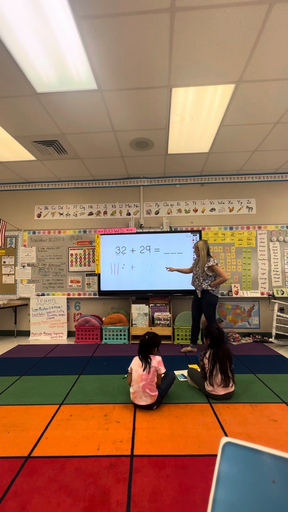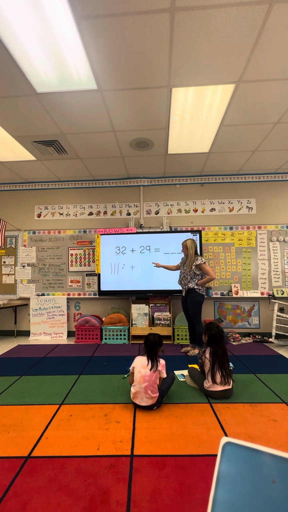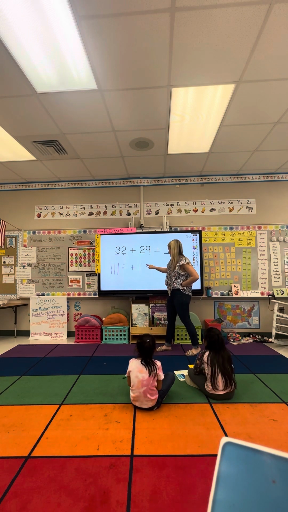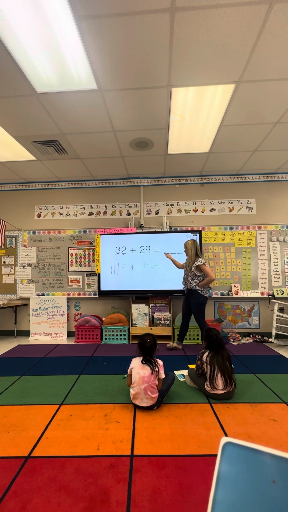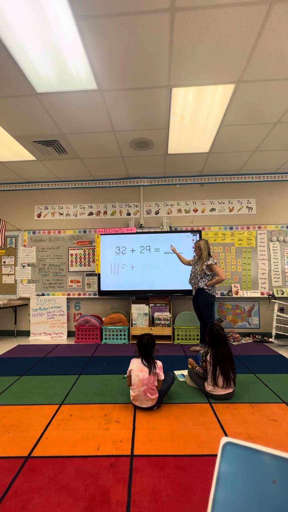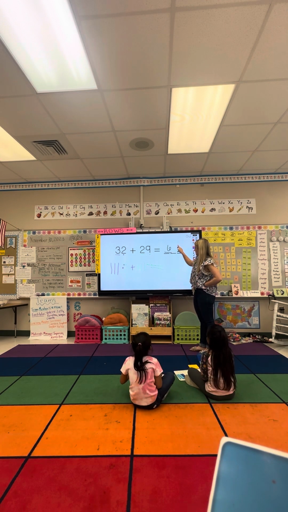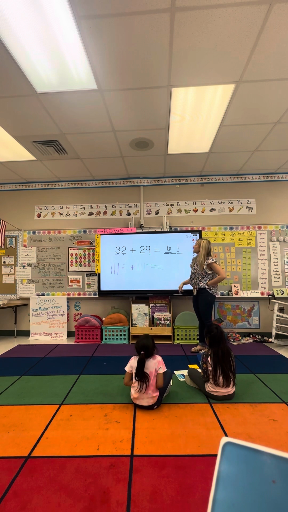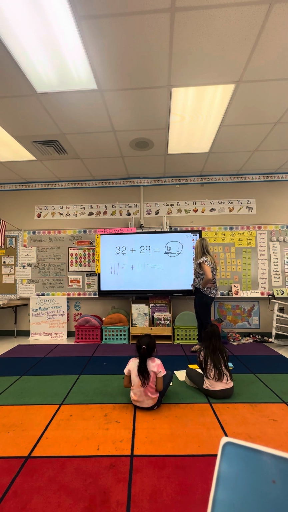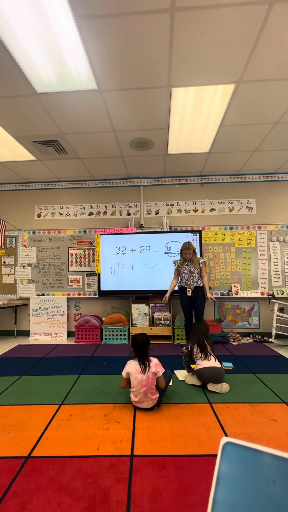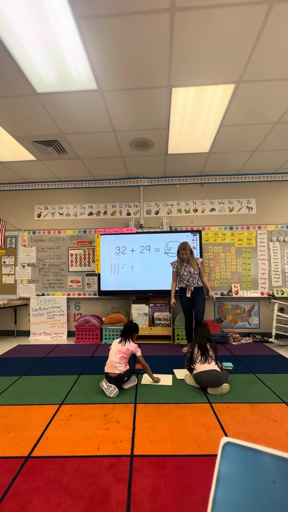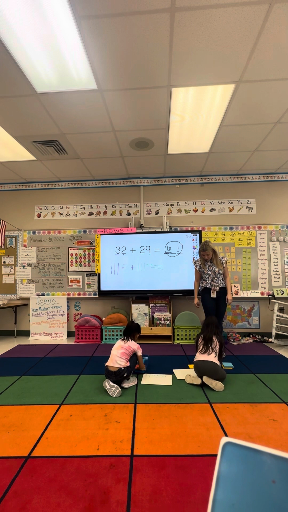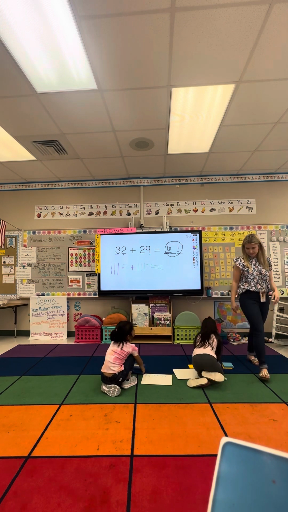So we regrouped 1, 2, 3, 4, 5, 6, 7, 8, 9, 10. And we made another 10 for a total of, how many 10s do we have? 6. And how many ones? 1. So what's the sum? 61. 61, very good. All right, girls, now you're going to clean up all your stuff here. You're going to go back to your seats and take out your math workbook to get started for your independent practice.